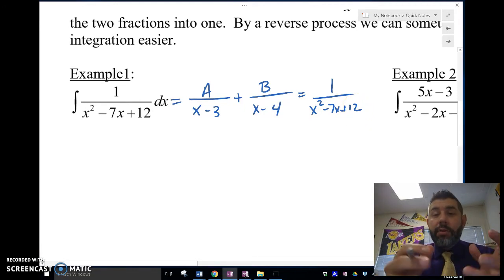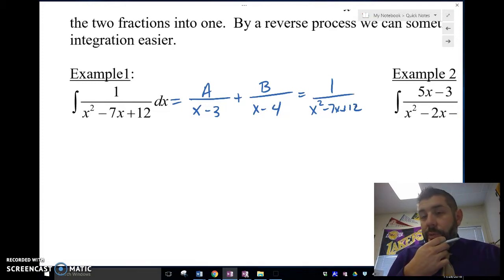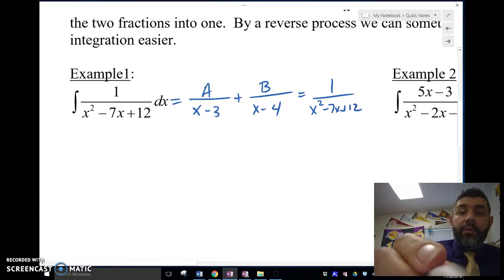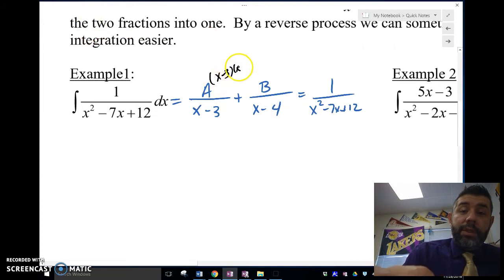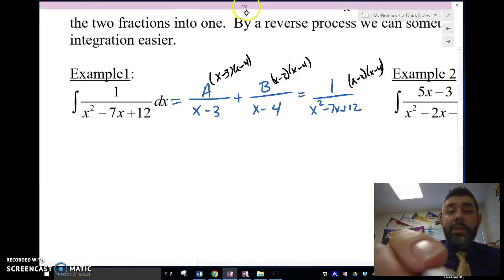If I add them, whatever those A and B are going to be, they're going to be something. Our goal here is to find A and B. In order to find that, we're going to get rid of the fractions. I'm going to multiply this one by x minus 3 times x minus 4, this one by x minus 3 times x minus 4, and this one by x minus 3 times x minus 4. Basically, I'm going to multiply everything by the common denominator.